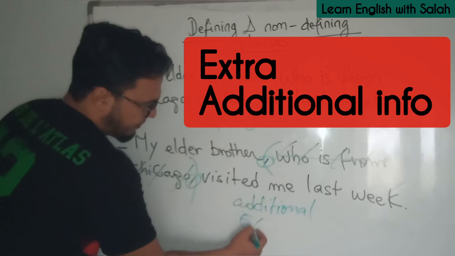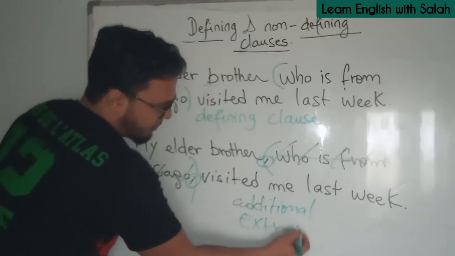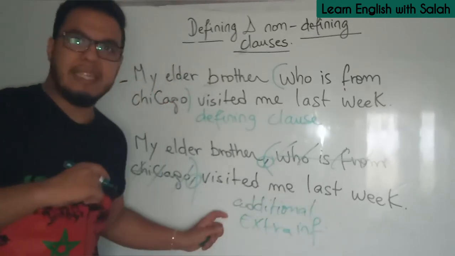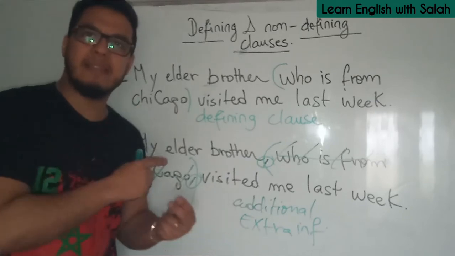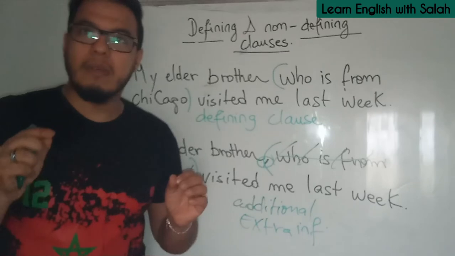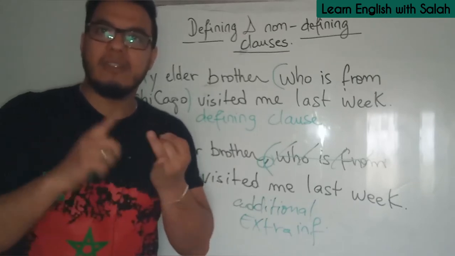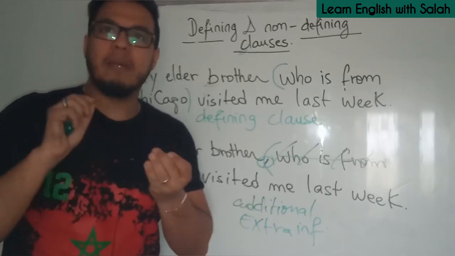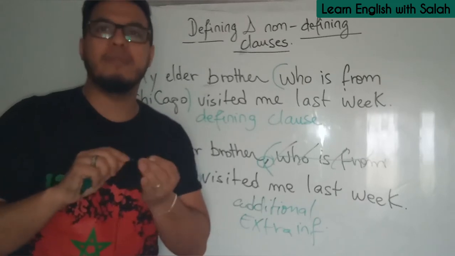ولا extra information about the subject. يعني it can be omitted, it can be cancelled، نقدروا نستغناو عليها. donc this is the difference between relative clause and non-relative clause، ولا ما بين defining clause non-defining clause.